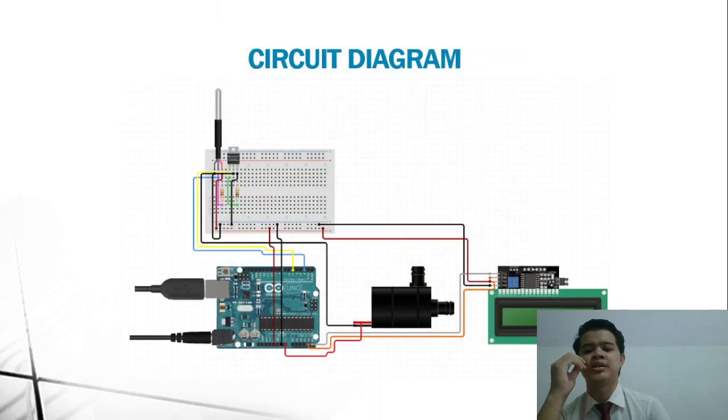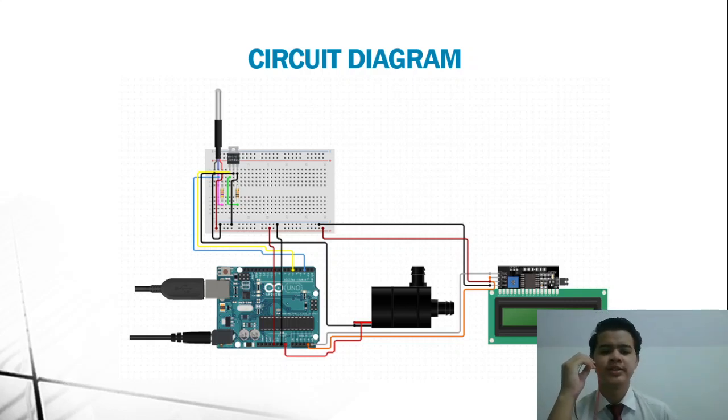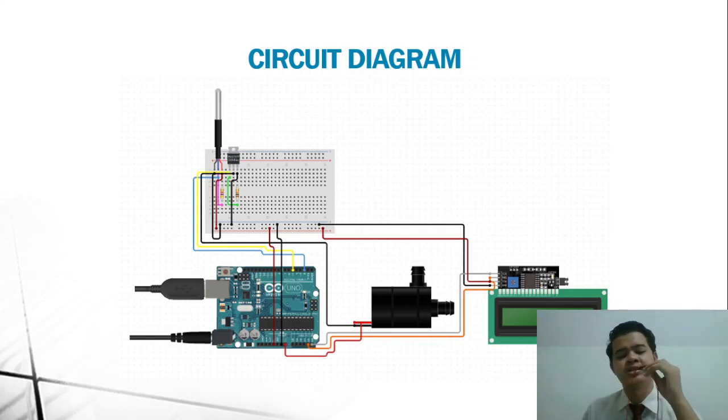Okay, this is the circuit diagram of the electronic unit. As you can see, there are the waterproof temperature sensor, motor, LCD I2C, and Arduino Uno. The waterproof temperature sensor only uses 3.3 volt, while the pump uses the signal of the relay module. This is powered by a 12 volt battery. The LCD I2C is powered by 5.5 volt.